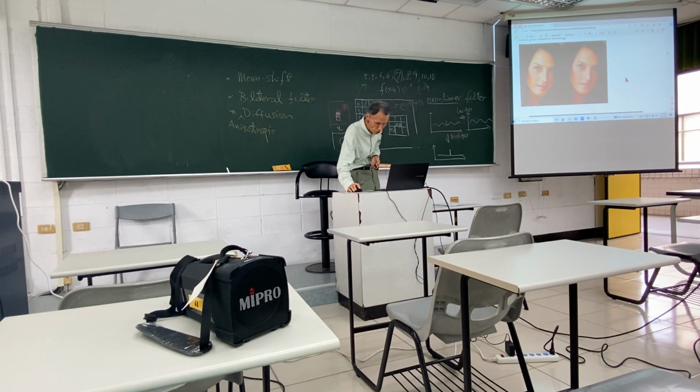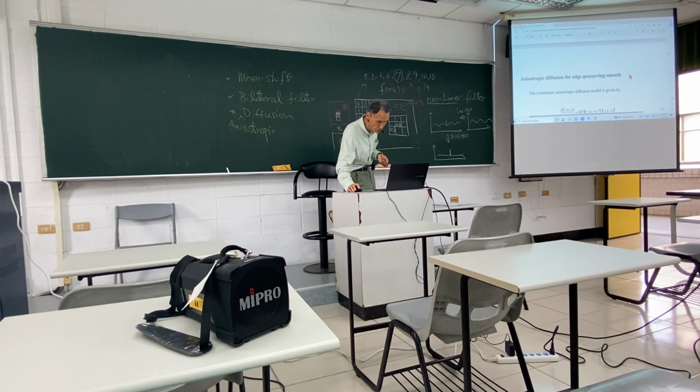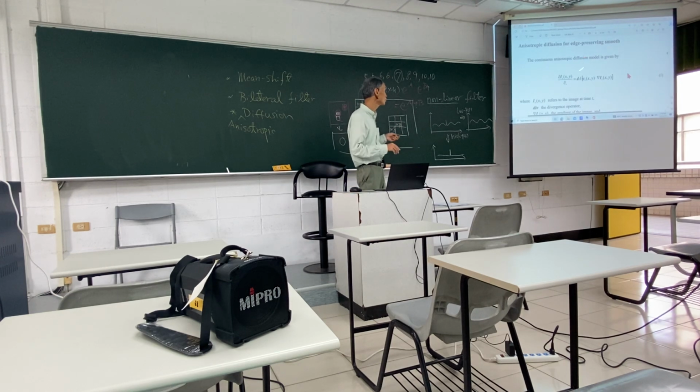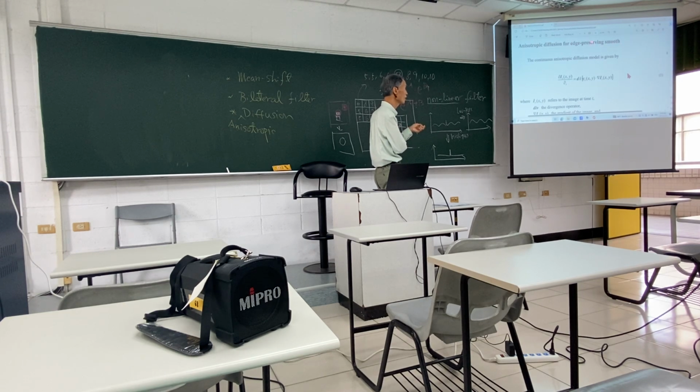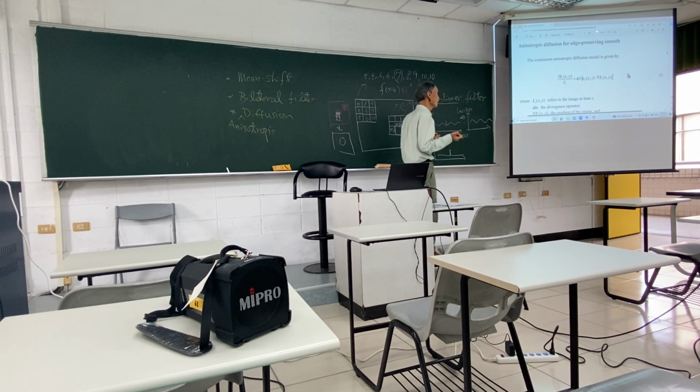So with bilateral filtering, you can also try out different parameters and see which one will give you the best result. Now the other one is anisotropic diffusion. Again, it's also used for edge-preserving smoothing. It can smooth the background and the noise, but it can preserve the edges.